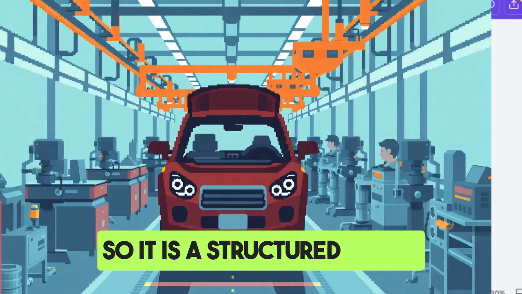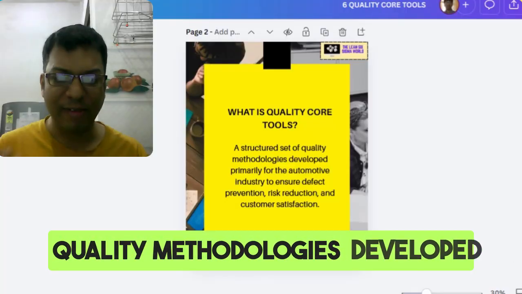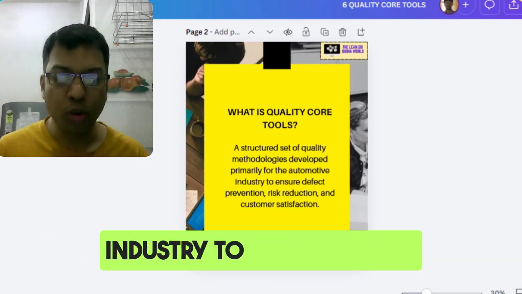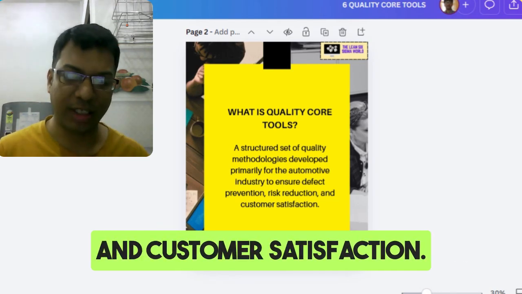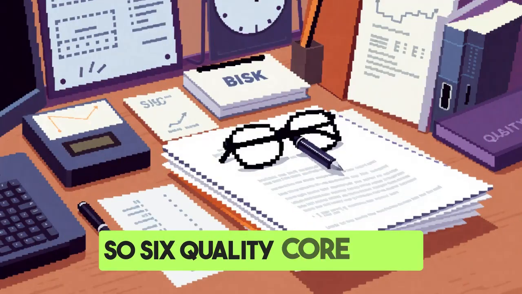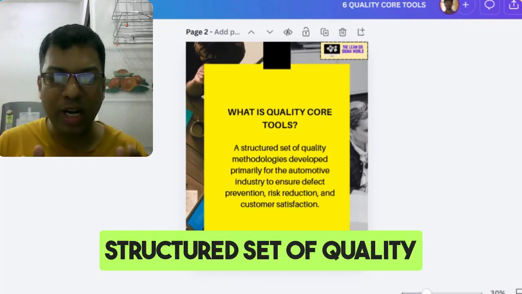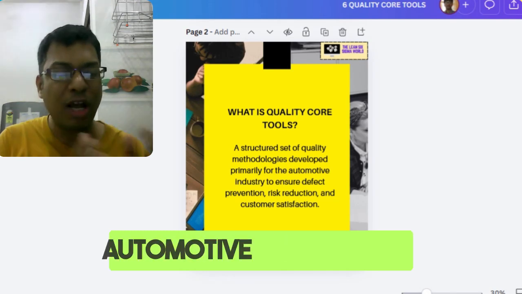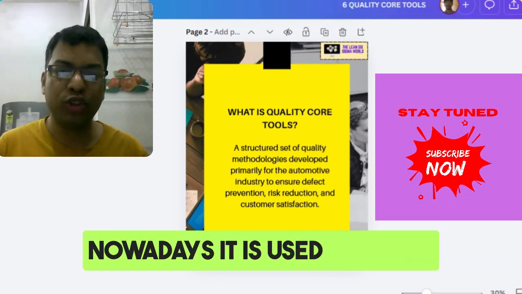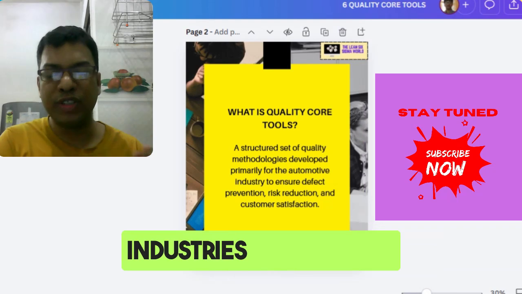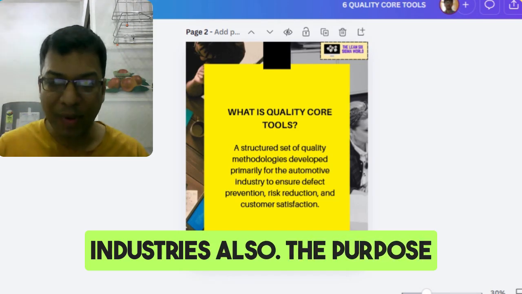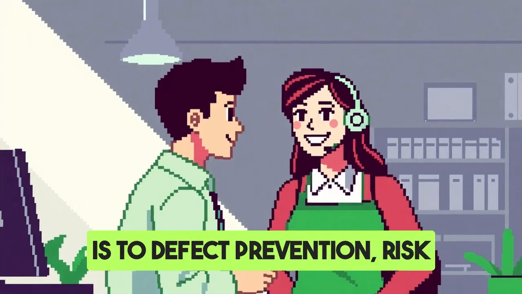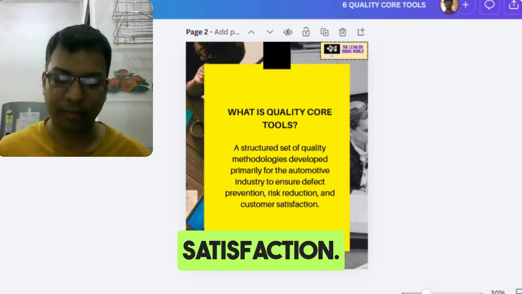It is a structured set of quality methodologies developed primarily for the automotive industry to ensure defect prevention, risk reduction, and customer satisfaction. So six quality core tools are basically a structured set of quality methodologies that was developed for the automotive industry. But nowadays it is being used by industries other than automotive, the service industry and other industries also. The purpose is defect prevention, risk reduction, and customer satisfaction.